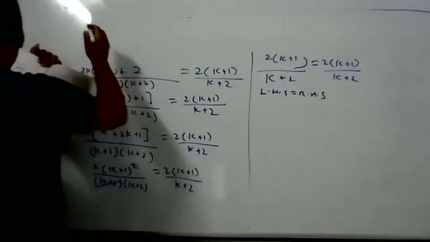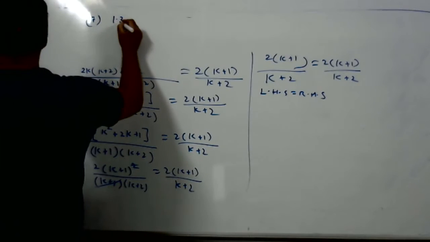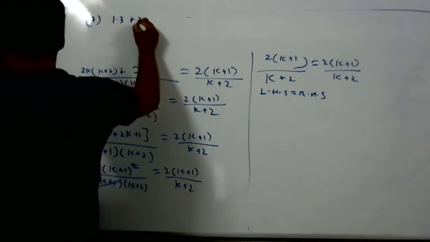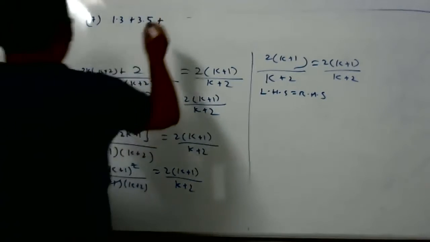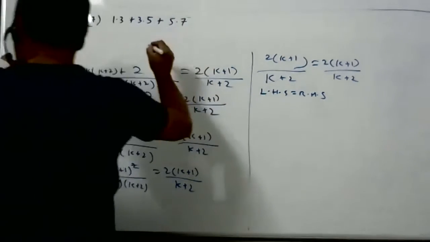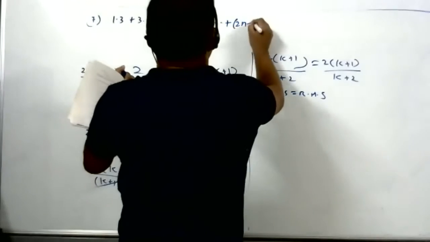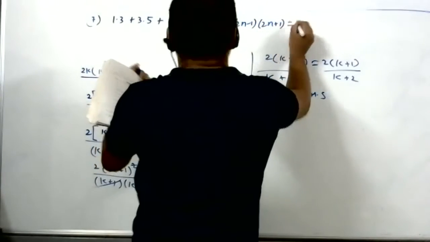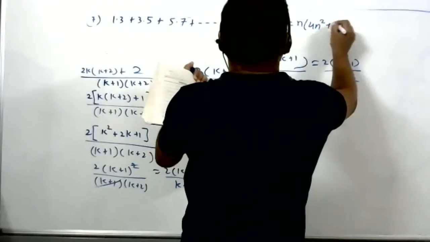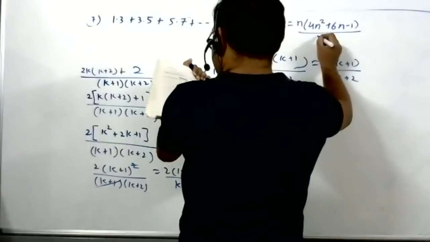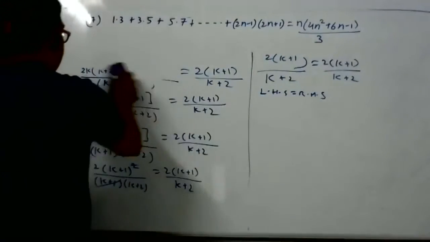Okay, seventh sum. Copy down. The seventh sum is very simple. 1 into 3, it is not decimal, it is a product. 3 into 5, 5 into 7, not decimal, student. Some people confuse it with decimal. This series will continue till 2n minus 1 into 2n plus 1, which is equal to n into 4n square plus 6n minus 1 by 3. Everybody has to do the sum individually, then only you can understand.